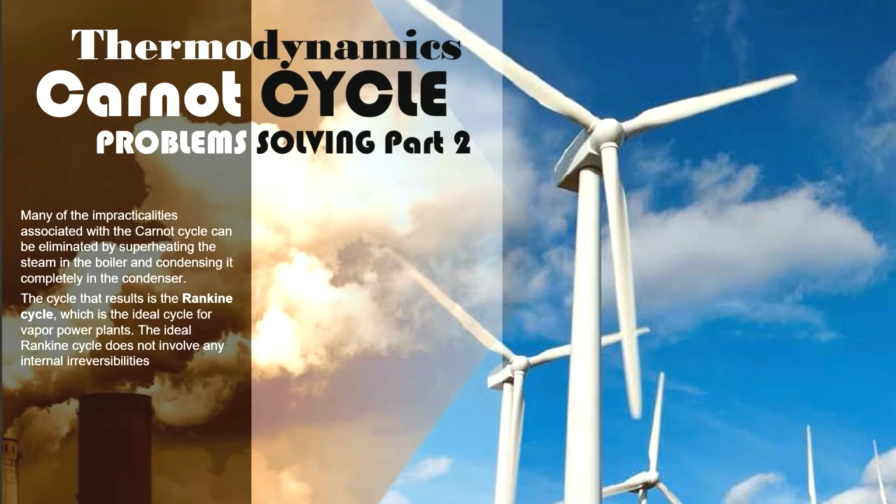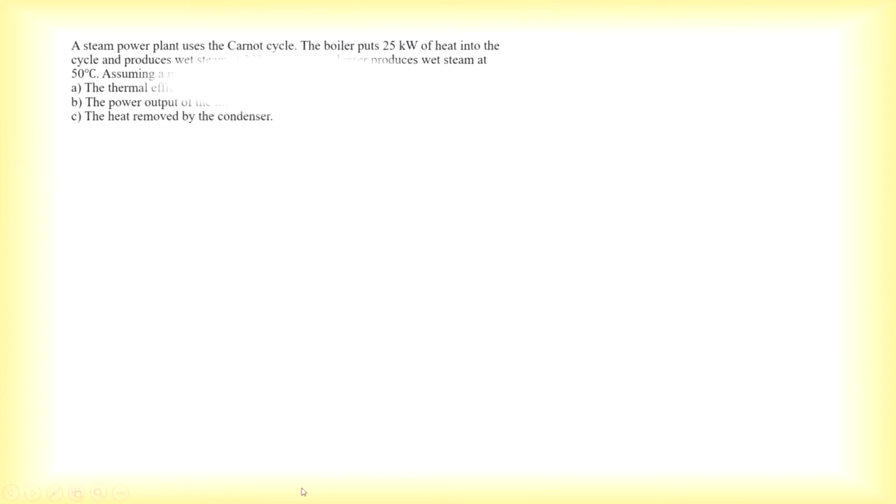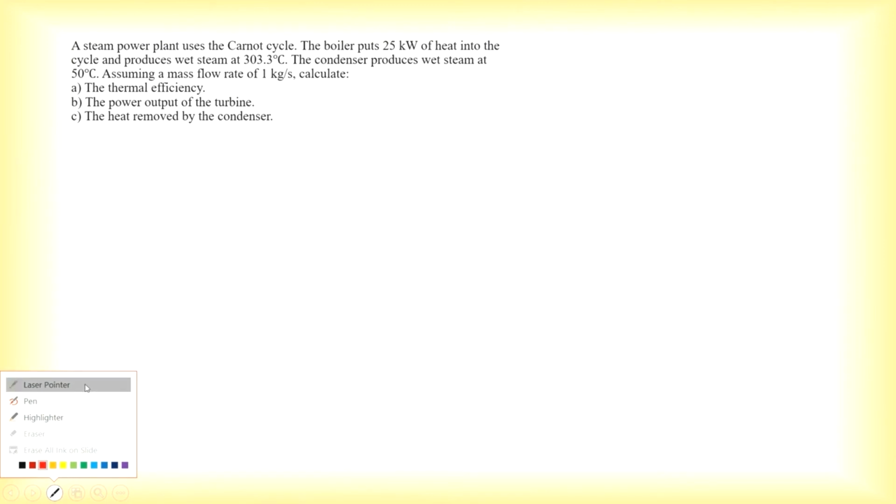The second example for Carnot cycle. A steam power plant uses the Carnot cycle. The boiler puts 25 kilowatt of heat into the cycle and produces wet steam at 303.3 degrees C. The condenser produces wet steam at 50 degrees C. So assuming a mass flow rate of 1 kg per second, calculate the thermal efficiency, power output of the turbine, and heat removed by the condenser.